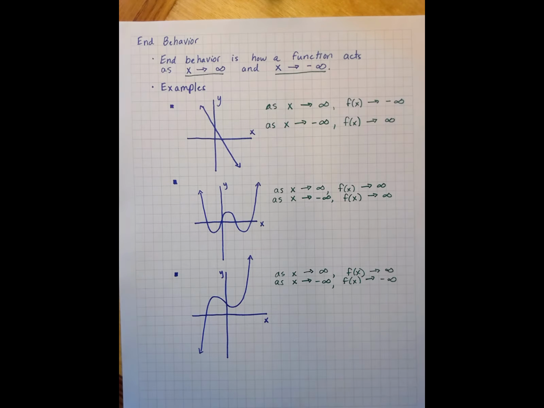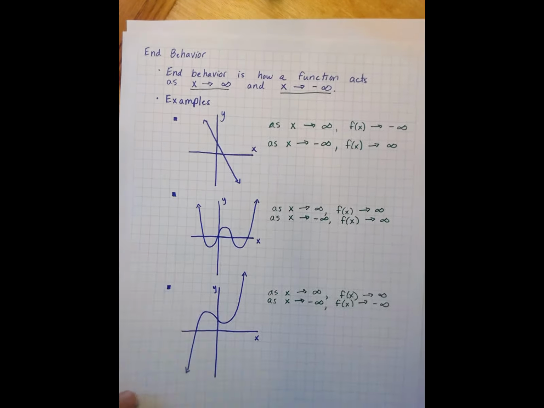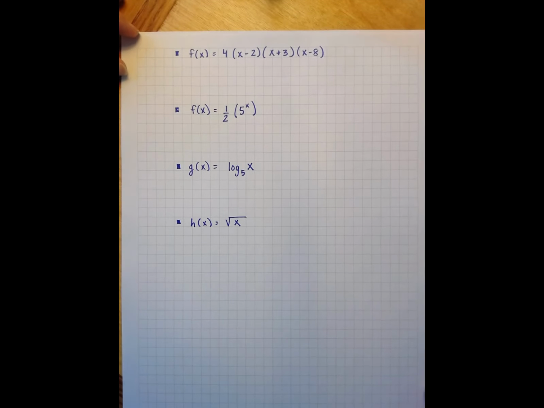So these are 3 examples that when you're given a graph, you can visually see what's happening at the extremes, as x gets really big and as x goes really negative. The other kind of examples that you'll be doing will be ones in which they give you an equation. And so now you have to have a sense of what these look like.